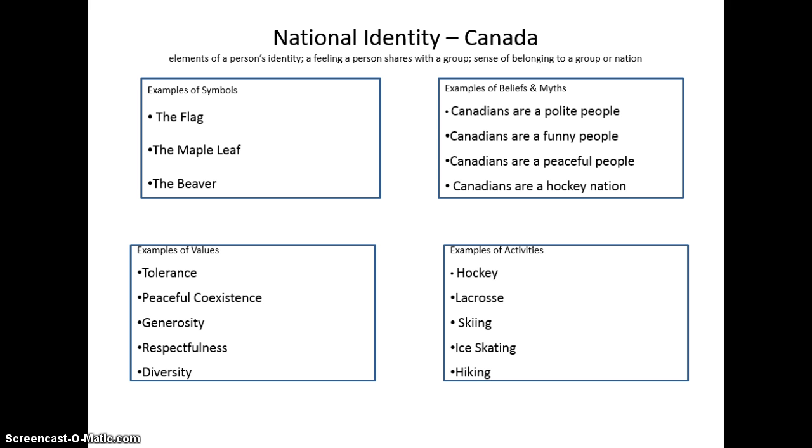Now, we've considered two countries. We looked at Greece and then we looked at Canada, and we saw how national identity has some important key elements to it, and we saw that these key elements, such as symbols, beliefs, values, and activities, make up the important elements of our identity and create that sense of belonging that individuals have and share when they belong to a group.